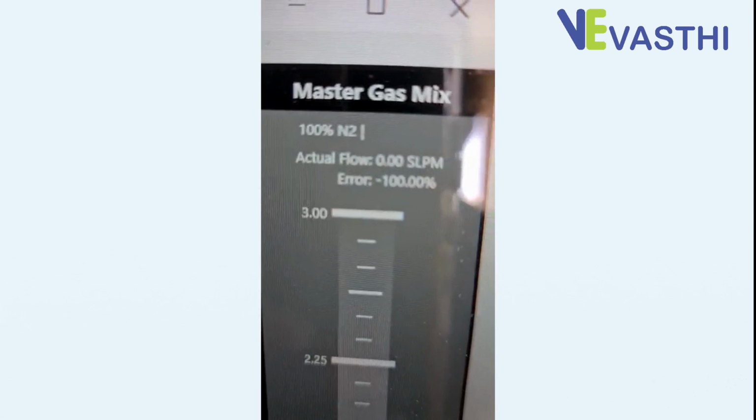Now let us try 100% hydrogen. Flow rate is 1 LPM. Now this is 100%, sorry, 100% H2, hydrogen, at 1 LPM flow rate.